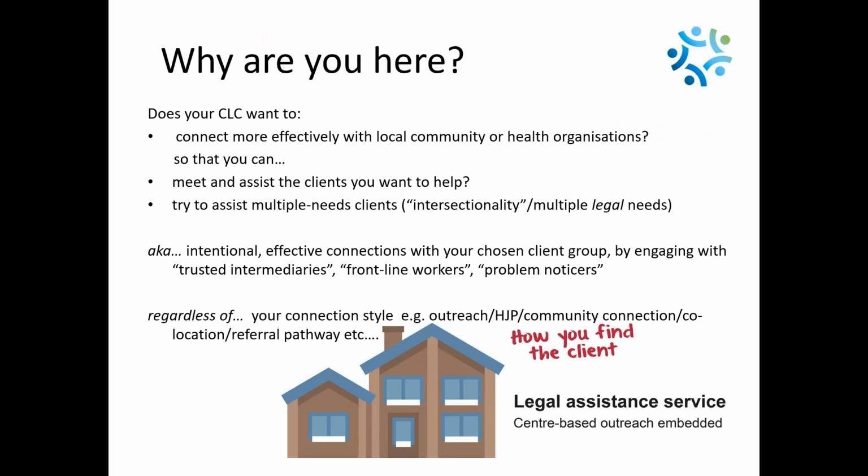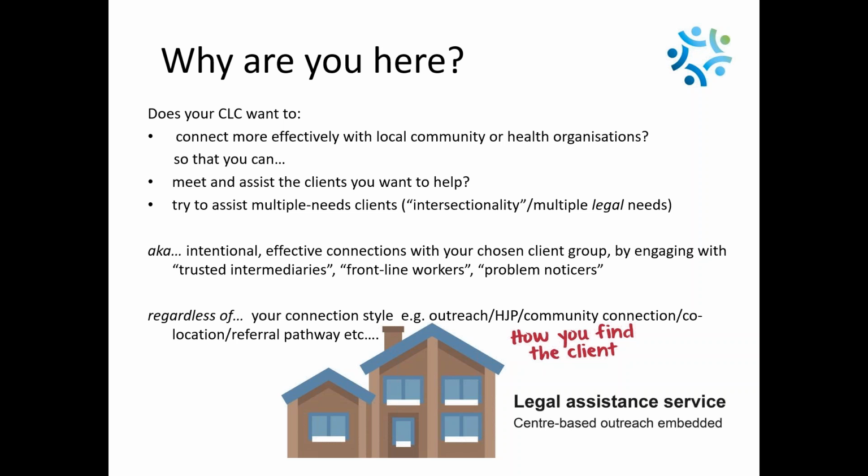And here's the why are you here. I'm going to assume a few things: that you're from a CLC, and that you want to connect more effectively with local and community health organisations, so that you can meet the clients and assist the clients that you want to help, because that's where they are connecting. And you also might be interested in trying to assist multiple needs clients. These kinds of clients are given all sorts of words in all sorts of literature. Intersectionality is a horrible one, and multiple legal needs.